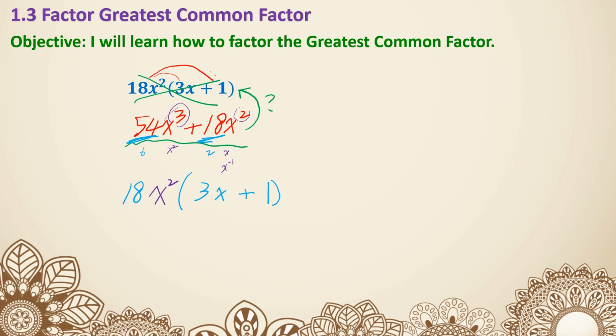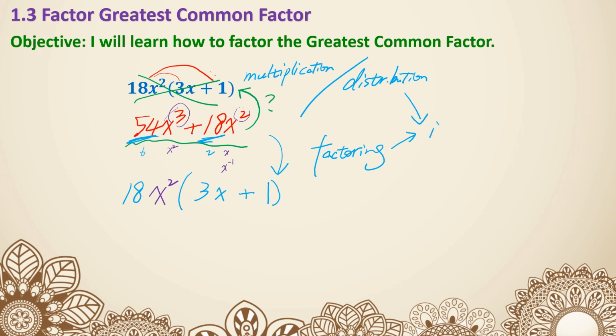Now let's define a few more things. In the previous lesson, we learned that is called multiplication or distribution. In today's lesson, this process is called factoring. And they are inverse operations of each other. That is the main point of this lesson.